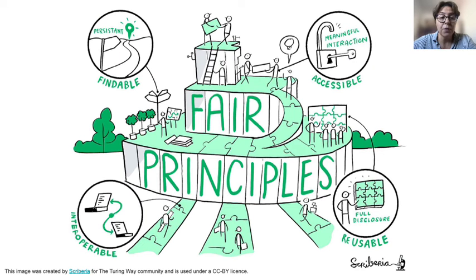This illustrates very well what happens when you're looking for data. First, you need to know where the data is. It should be findable. And that location needs to have some sort of meaning for you. It's okay to know that someone has their data in their hard drive, but that is not going to help you if you cannot access them. And that takes us to accessibility.